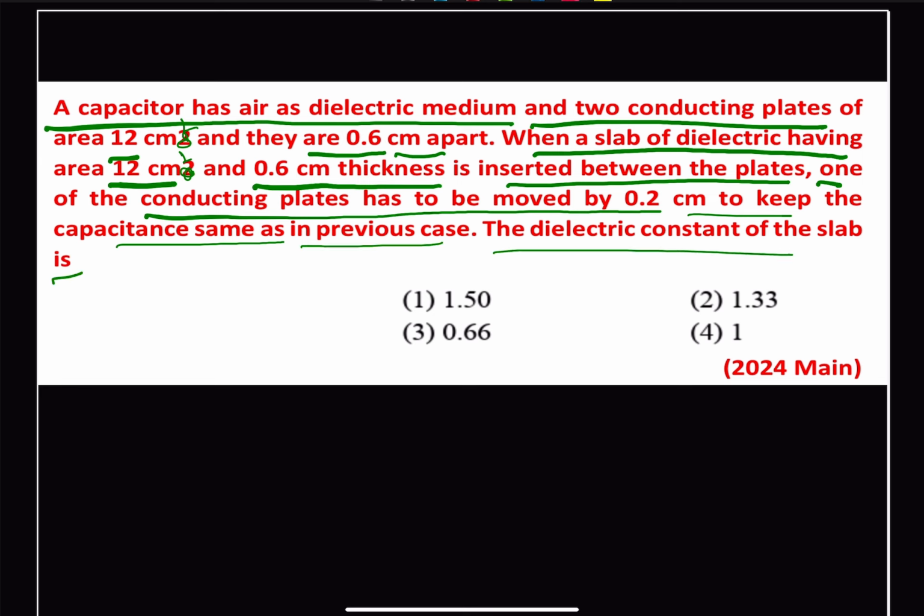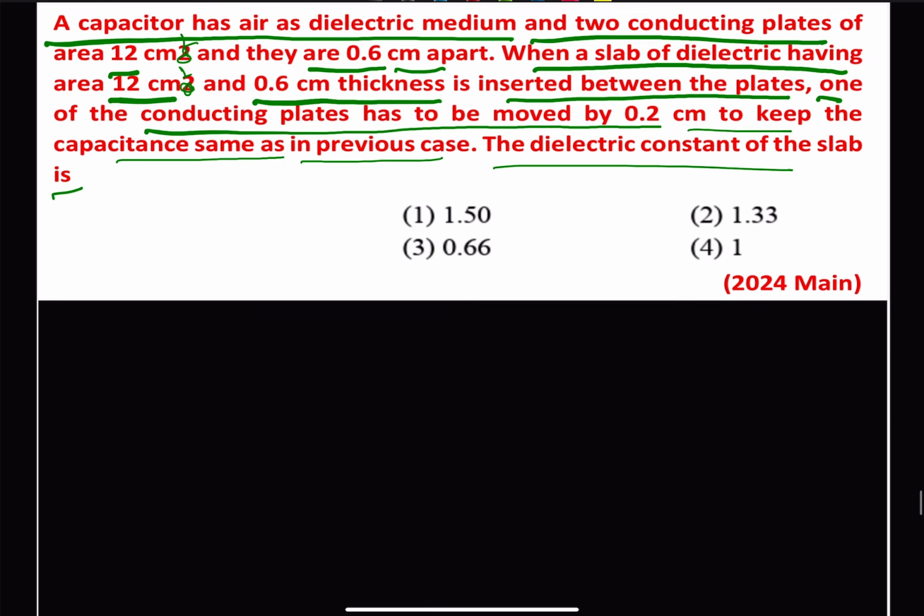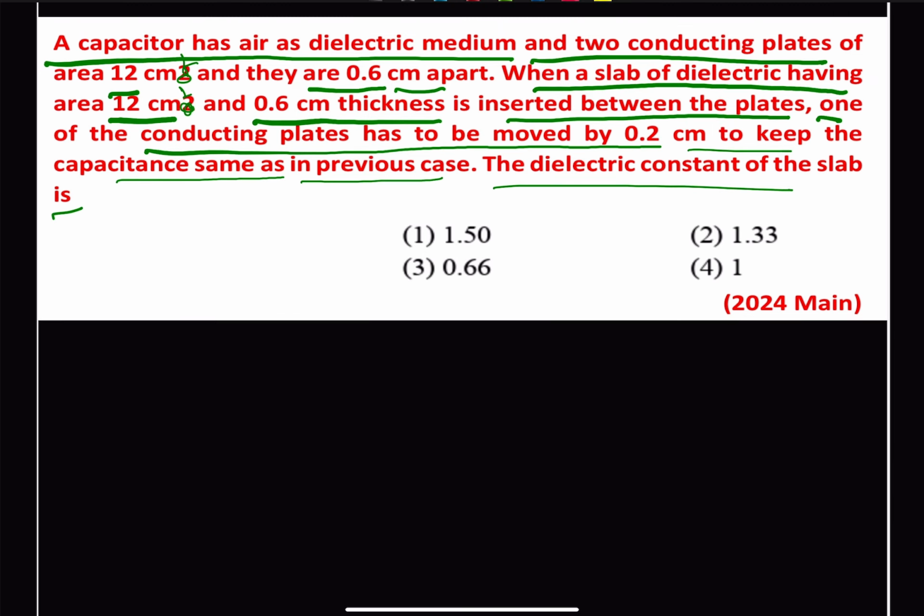So in this case, we have to remember that as soon as the dielectric is added, one of the plates is moved. So we can just draw an approximate figure for that. And this is our initial condition. The area is, let us suppose, A, and the distance between the plates is, let us suppose, D. Capacitance is, let us suppose, C naught. And air is the dielectric, so the value of K1 is equal to 1.